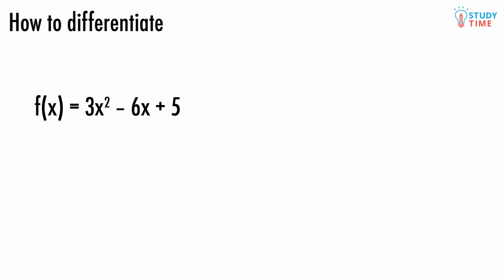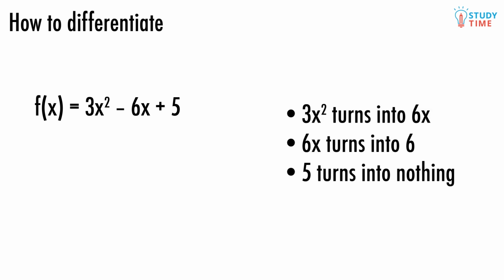We can work out that 3x squared turns into 6x, 6x turns into 6, and 5 turns into nothing. And so we change the f of x into an f prime x, and then we slot everything back together like this: f prime x equals 6x minus 6. Easy. So that's essentially how you differentiate, boys and girls. If you can do this, then things really don't get that much harder for you.